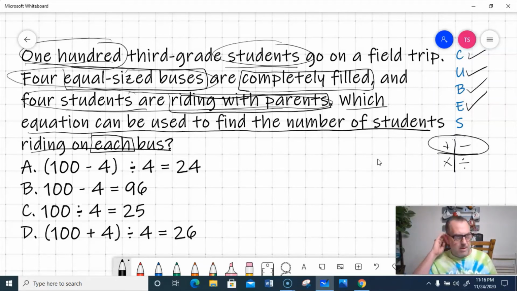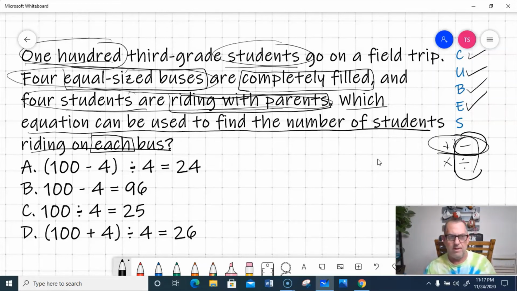So next thing I'm going to look at, there's 100 third graders going on the field trip, and I have 4 students that are going to be riding with their parents. So are there going to be more than 100 students riding the bus? You're correct. I do not believe there's more. So I got 2 operations I use to make things smaller, and that is subtraction and division. And you see, I circled subtraction twice. So it looks like I'm going to have to do subtracting in this problem to figure out how many students are going to be riding the bus on the field trip.